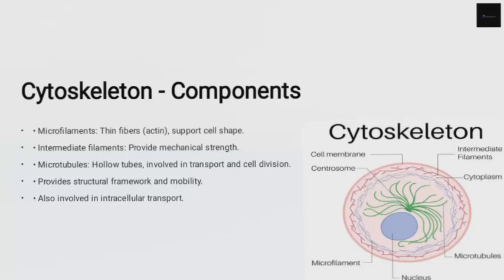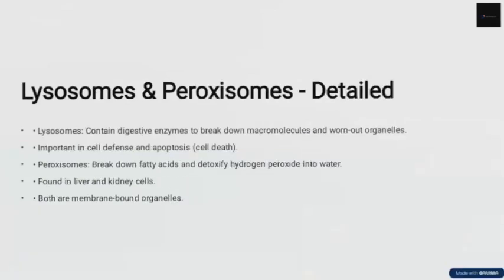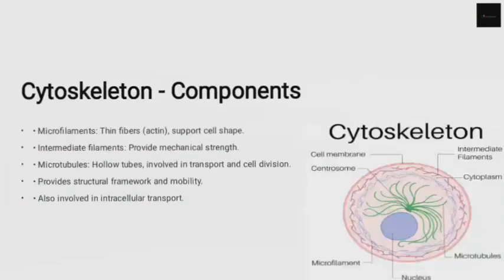Moving to the next component of the cell, we have the cytoskeleton. The cytoskeleton provides the structural framework of the cell. Cytoskeleton, like I mentioned, means cell skeleton. That's the simplest form. Cyto means cell, skeleton means a structural framework. So the cytoskeleton is the structural framework of the cell. It helps in movement and cell division.